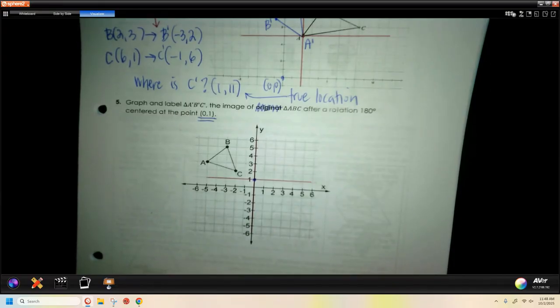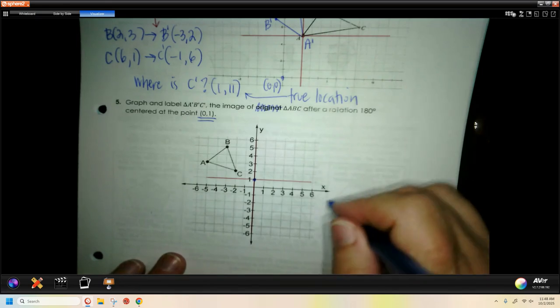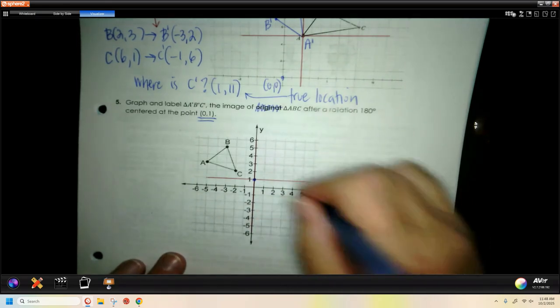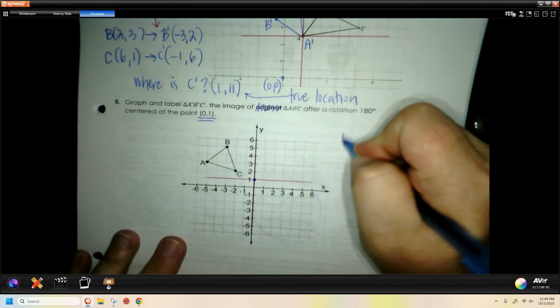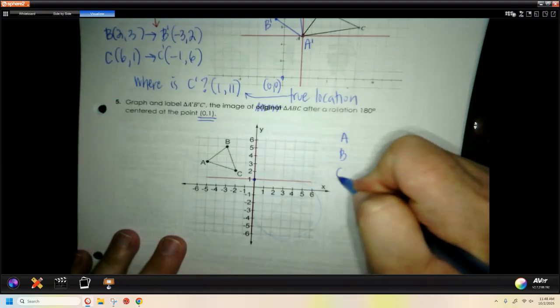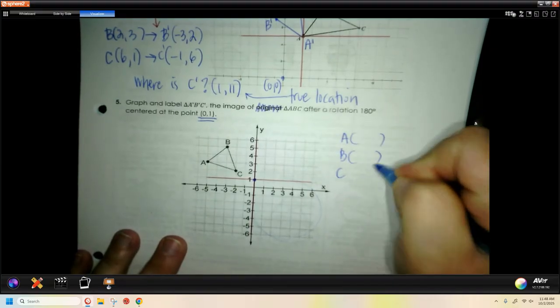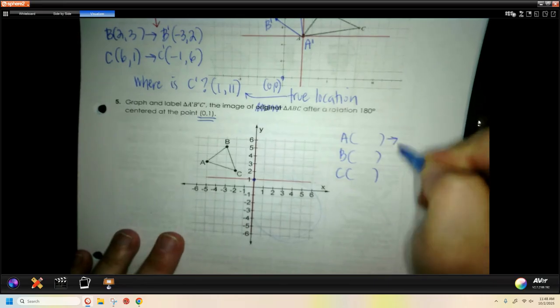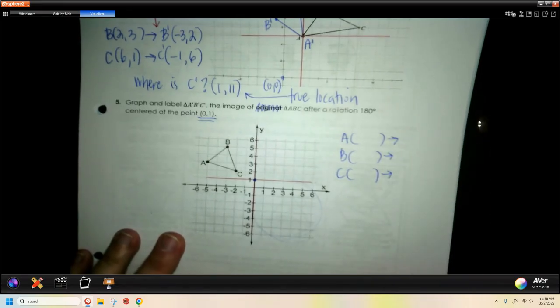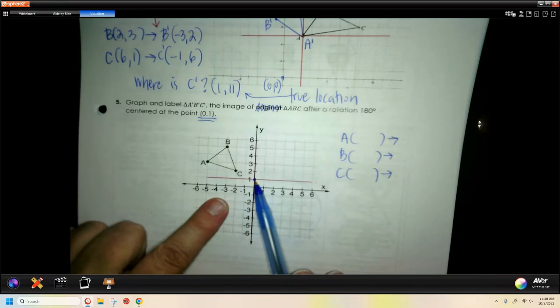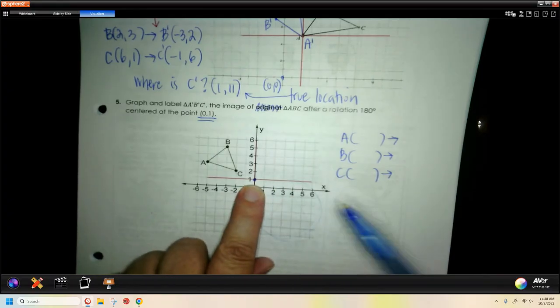We know our shape has to look the same. We know we're not doing reflection. We also are going 180 degrees. So you can imagine, do you guys understand that we're going to land over here in quadrant 4-ish, right? Okay, so first thing we're going to do is just go A, B, C. And we're going to write down their locations based on this being the origin.